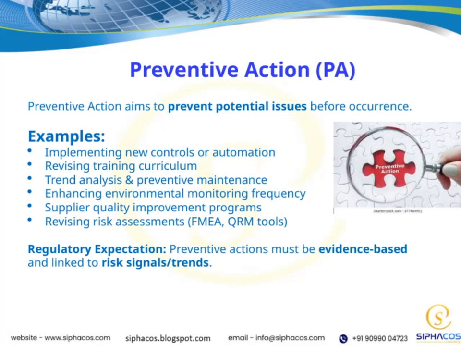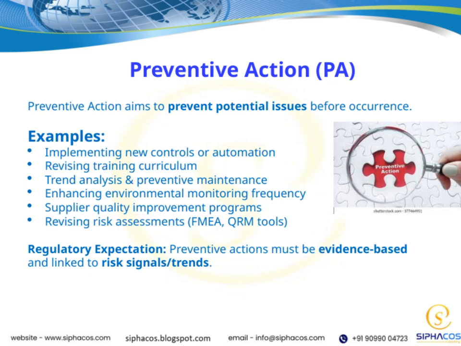Let's talk about preventive action, or PA, which is all about stopping potential issues before they even happen. The idea is to be proactive rather than reactive. For example, we might implement new controls or automation to reduce risks. Or, we could revise training programs to ensure everyone is up to date on best practices.